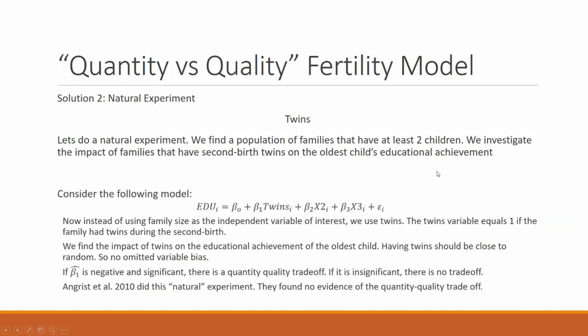Okay, so let's just consider the following model. Instead of using family size as the independent variable of interest, we use twins. The twins variable equals 1 if the family had twins during the second birth. We find the impact of twins on educational achievement of the oldest child. Having twins should be close to random, so there should be no omitted variable bias. If beta 1 is negative and significant, there is a quantity-quality trade-off. If it is insignificant, there is no trade-off. Angrist et al., 2010, did an experiment very similar to this. They used a natural experiment using twins, and they found no evidence of a quantity-quality trade-off using twins as natural variation. So that is the first example.